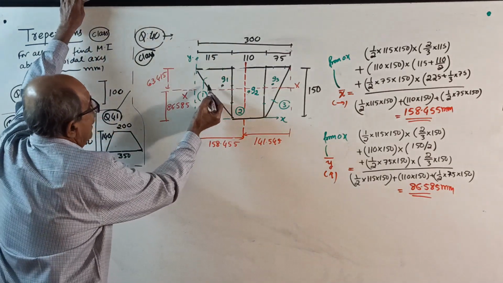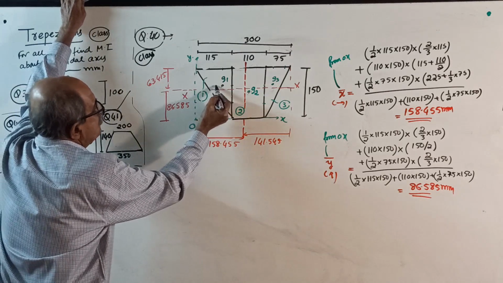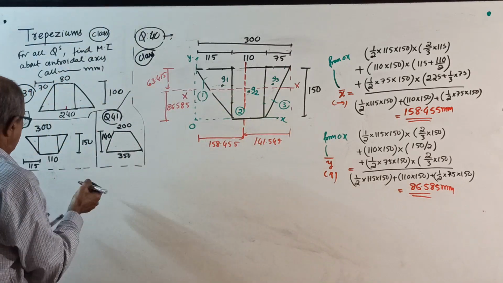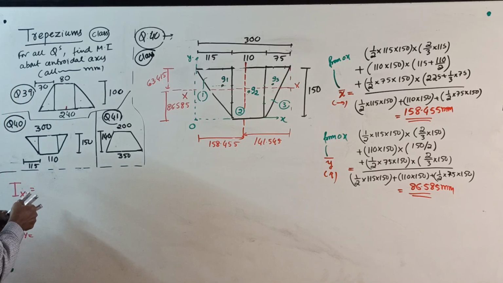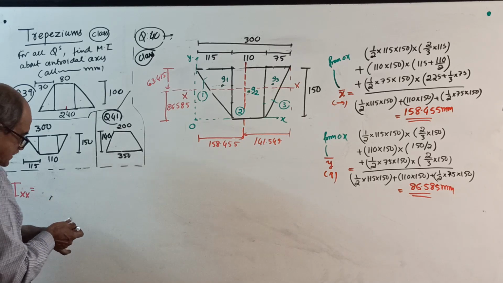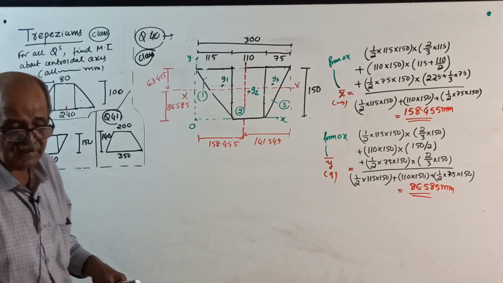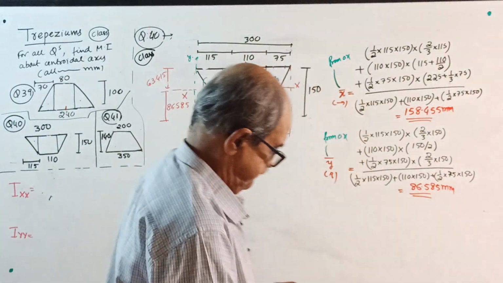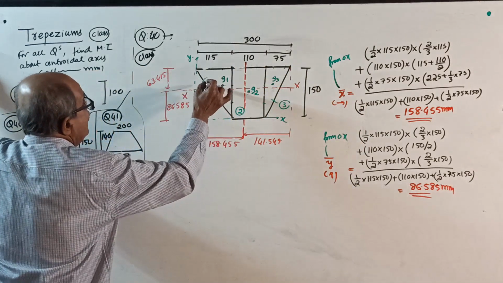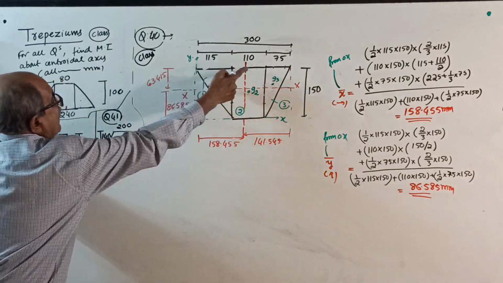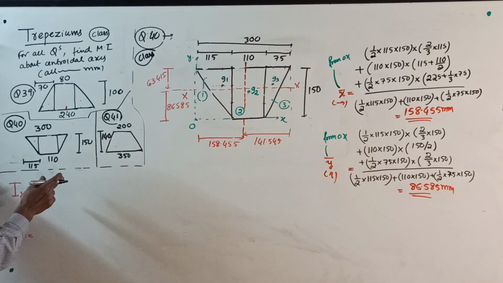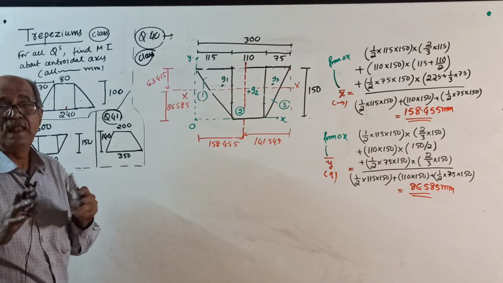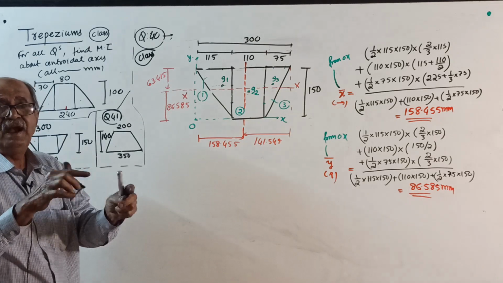Now start. I need not tell every single word. Ixx: I about its own centroidal axis. Red color is required and black is required. Green is not required. I have the green color with me, but it is confusing for me. Start: I about its own axis. I am writing a little small; if there is difficulty on the laptop, zoom it.